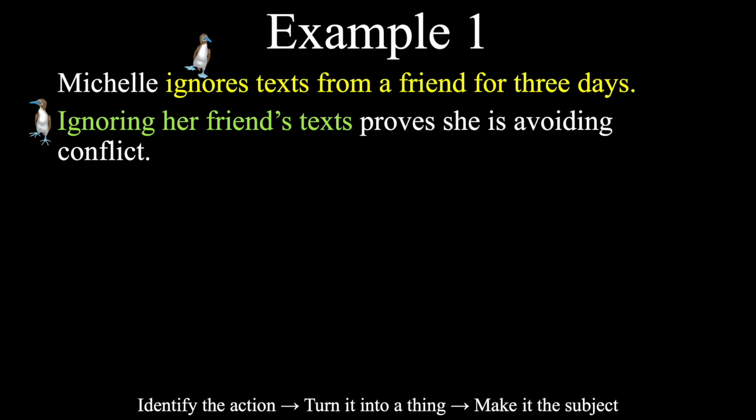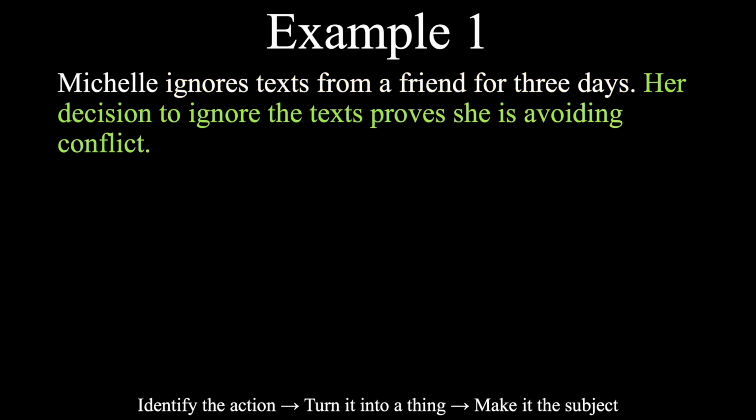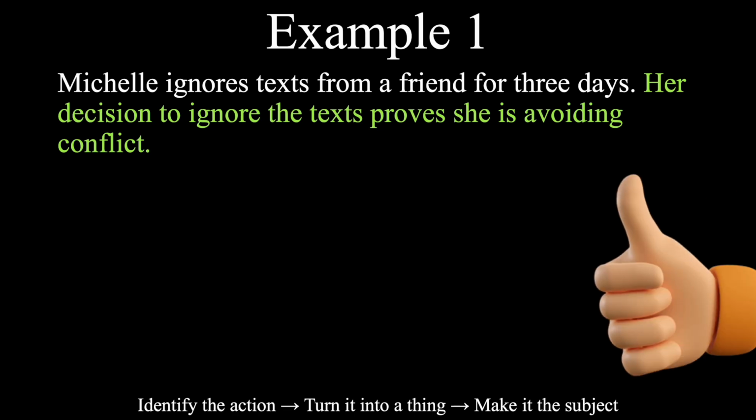But I identified the action. I turned that action into a thing, ignoring her friend's texts, and that became the subject of the second sentence instead of this. We could also add a longer one, right? Her decision to ignore the texts proves she's avoiding conflict. There's more than one way to do this. Great, this is a much better pair of sentences than the first two.